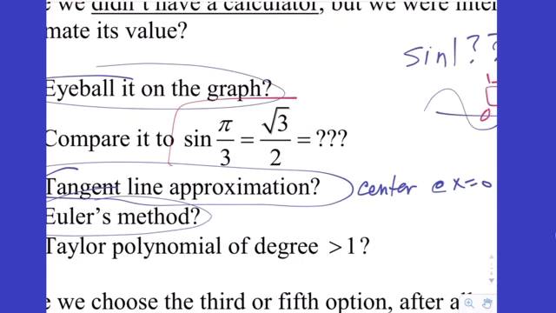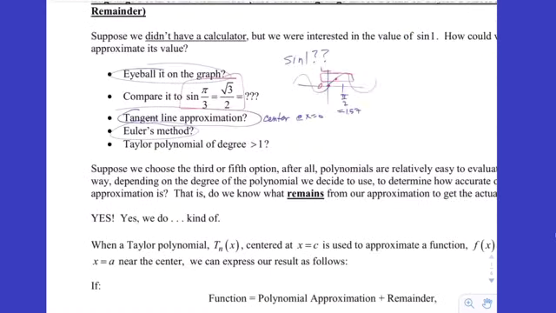You can compare it to like sine of pi thirds, which is square root of 3 over 2. It's like 0.8 something. Pi thirds is a little bit bigger than 1. So square root of 3 over 2 should be a little bit bigger than the answer. So there's lots of different ways we could do it.